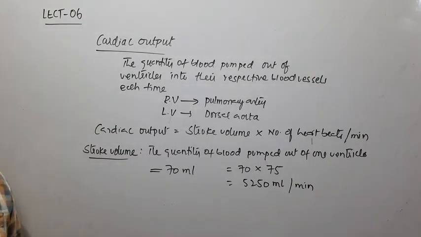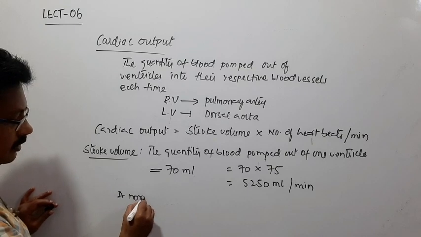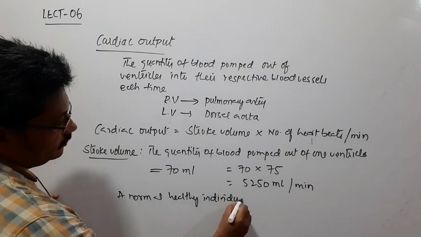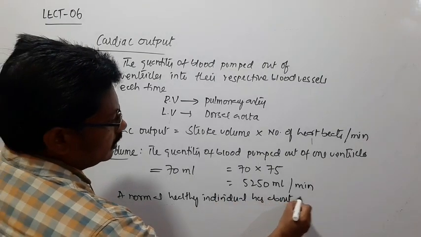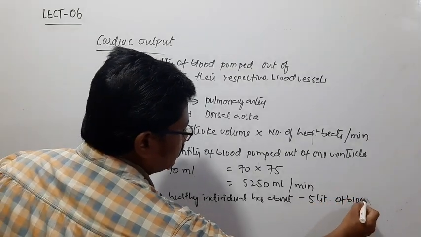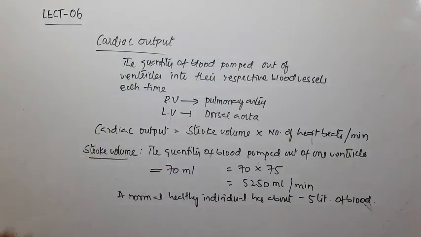So we say that the quantity of blood in a healthy individual is around 5 liters. So a normal healthy individual has about 5 liters of blood in his body, and all 5 liters of blood in the body will be pumped by the heart every minute. Right, so that's all about the cardiac output.